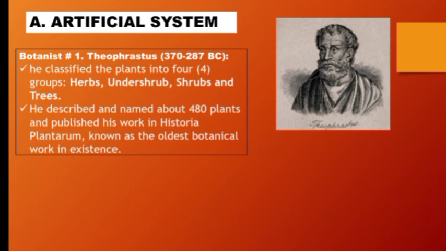So he classified the plants into four groups. First, the herbs. Second is undershrub. Third is the shrubs. And fourth is the trees. He described and named about 480 plants and published his work in Historia Plantarum, known as the oldest botanical work in existence.